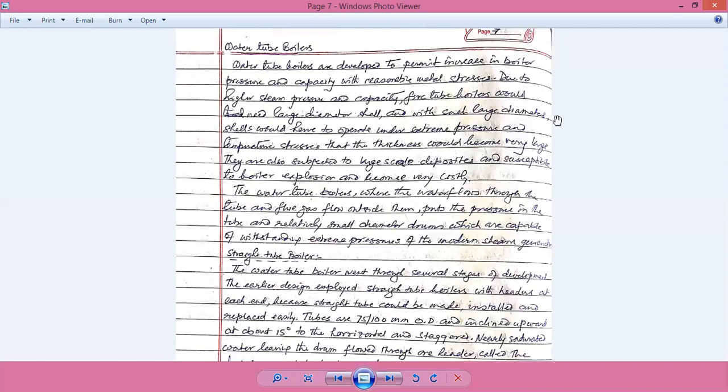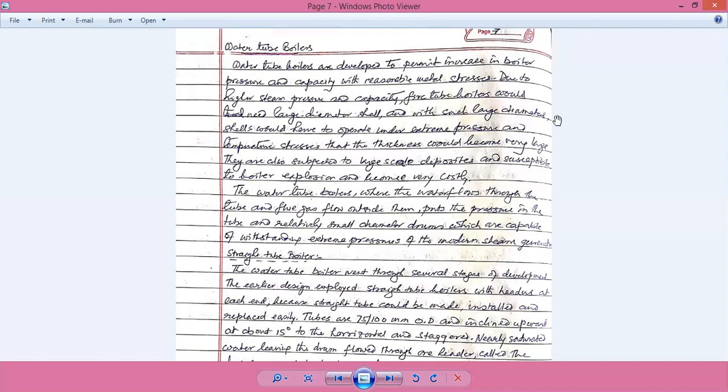And why is that? Because fire tube boilers require a high diameter shell. High diameter means more surface, and such large diameter shells have to operate under extreme pressure and temperature stresses. The thickness alone becomes very large. With extreme high temperature, thermal stresses and pressures, the thickness of the boiler has to be very high. The higher the thickness, the higher the cost of manufacturing.